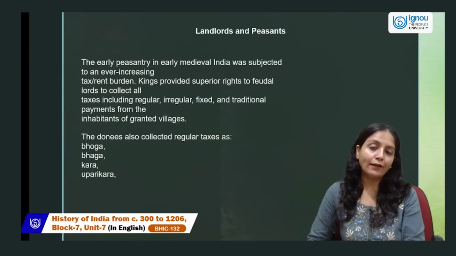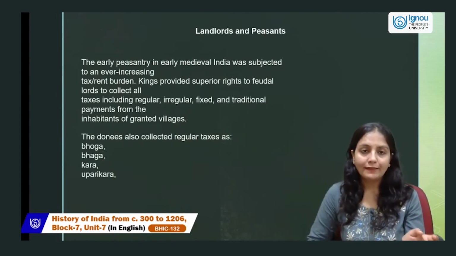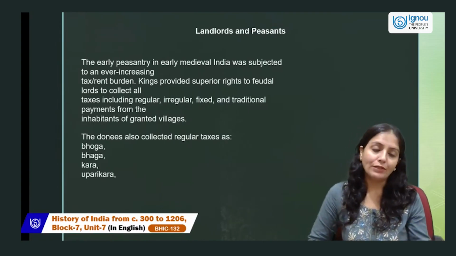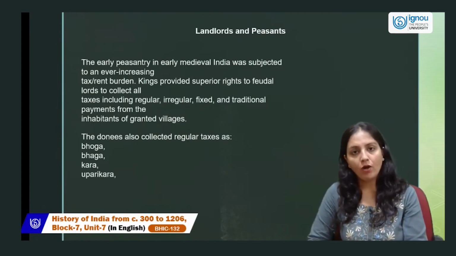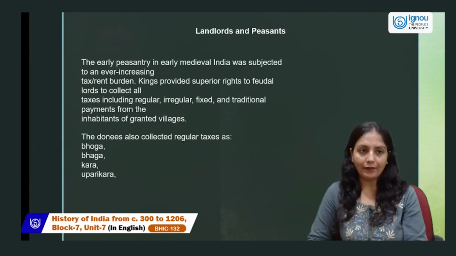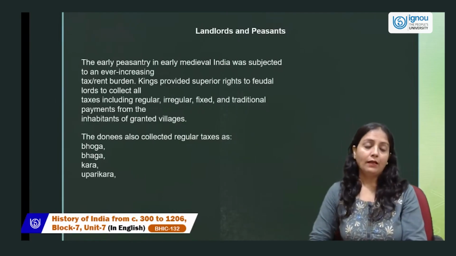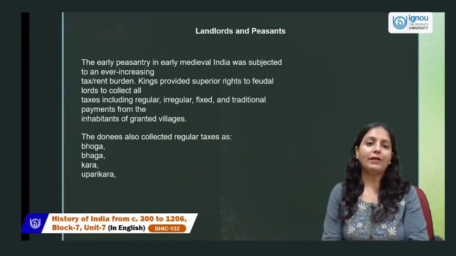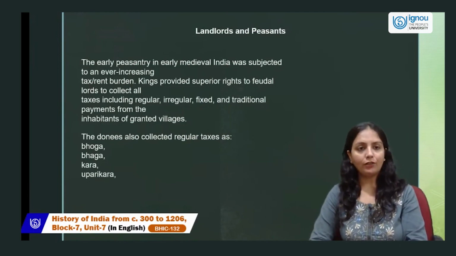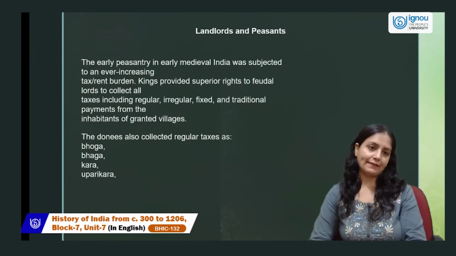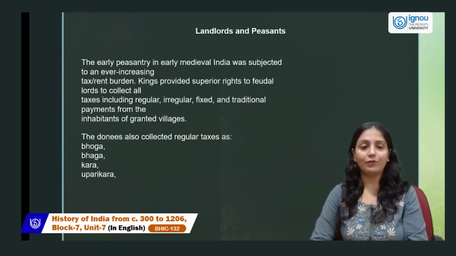Now, what about the landlords and peasants? Earlier we have studied about tax system and land grant system. And now, what is the condition of landlords and peasants at that time? The peasantry in early medieval India was subjugated to an ever-increasing tax and ever-increasing rent burden on them.